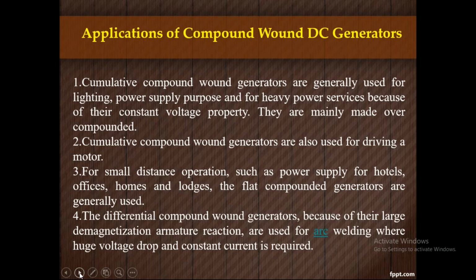And cumulative compound generators are used for driving a motor. ఓకేనా? ఒక మోటార్ ఫర్ ఎగ్జాంపుల్ ఏదైనా కొక్లైన్స్ కానీ లైక్ ట్రాక్షన్స్, సో దేర్ వీ కెన్ యూజ్ దట్ cumulative compound generator for driving a motor. ఎందుకంటే by using this cumulative compound generator we can control the motor speed.